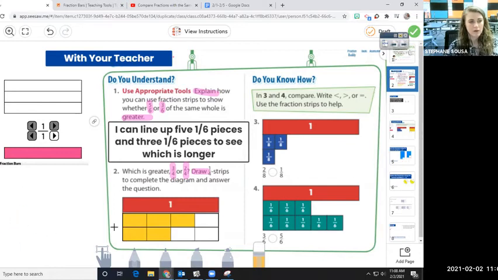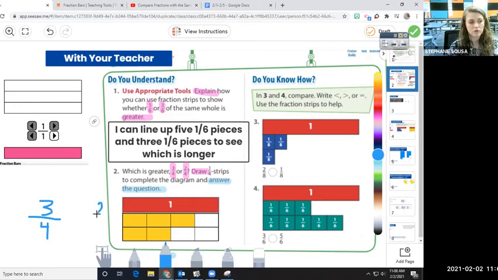All right. So it says, which is greater, 3/4 or 2/4? Draw 1/4 strips to complete the diagram and answer the question. So let's answer the question. I'm going to do it over here because I'm out of space right there. We have 3/4 and we have 2/4. It asks which is greater. We know that 3/4 is longer than 2/4. We can see it is longer because it goes all the way out to here. This one is empty. So this is our answer to the question.